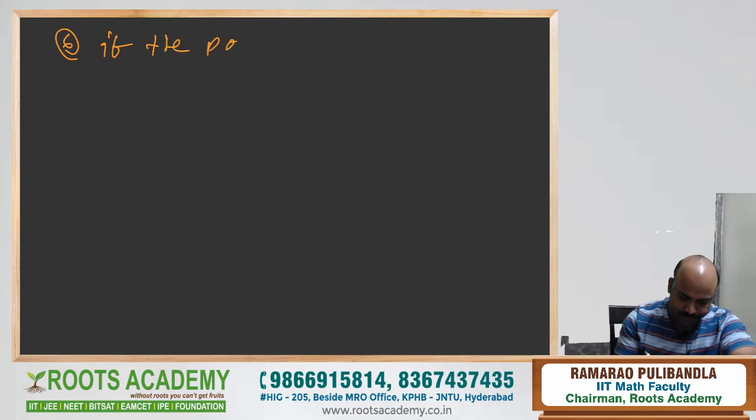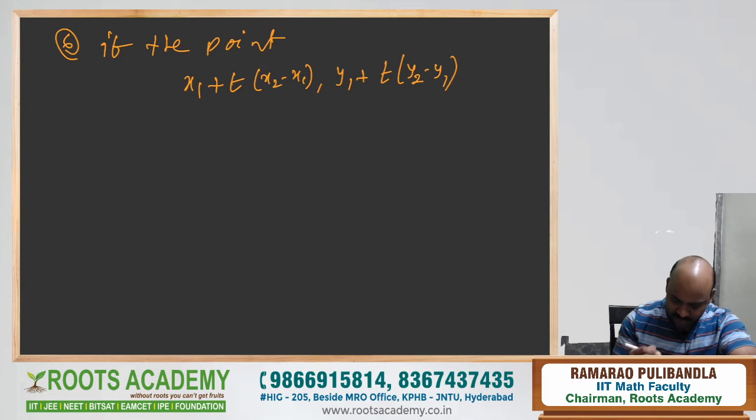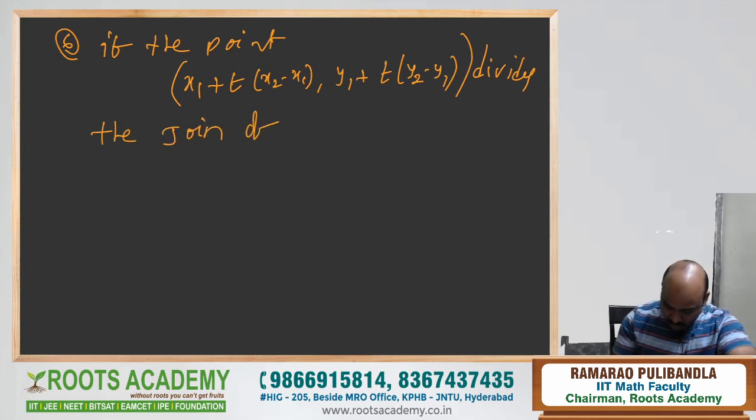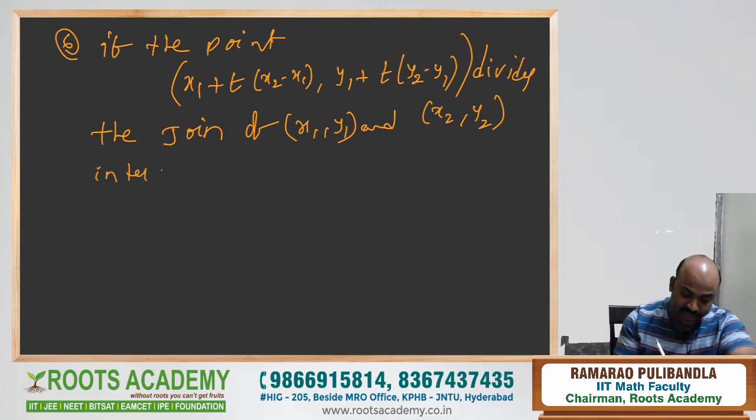If the point (x1 + t(x2 − x1), y1 + t(y2 − y1)) divides the join of (x1, y1) and (x2, y2) internally. That is very important. It's dividing internally. Internal means the ratio is positive. Sorry, this is a previous JEE question, so be very careful.